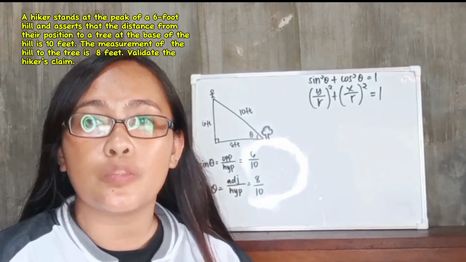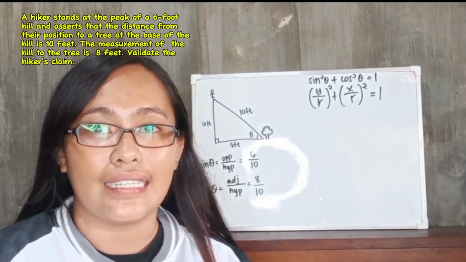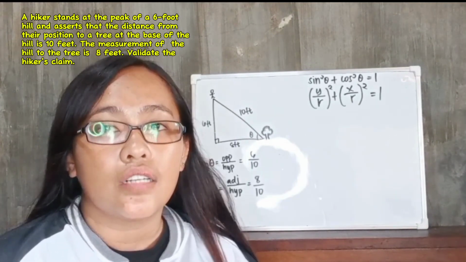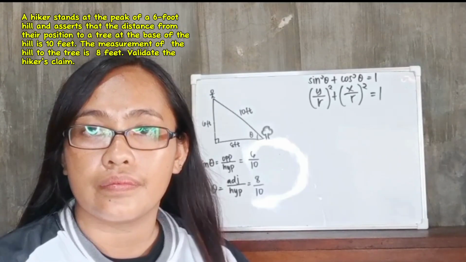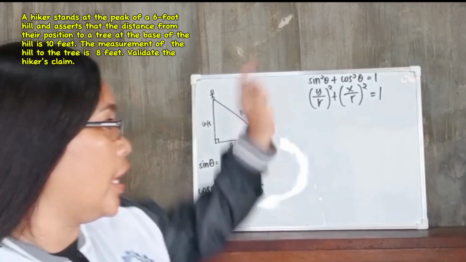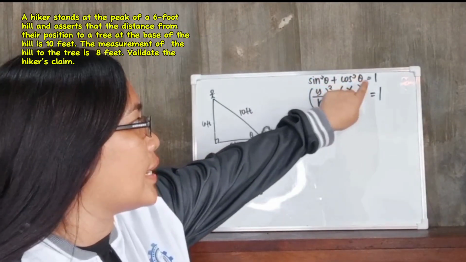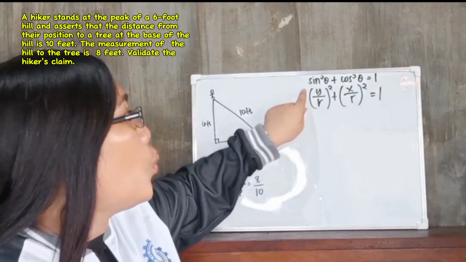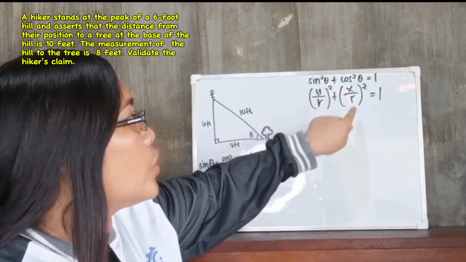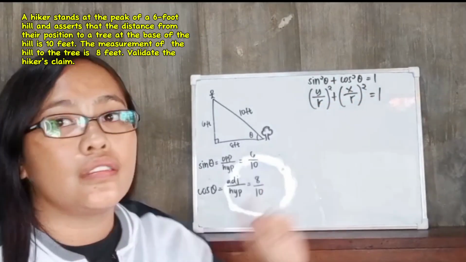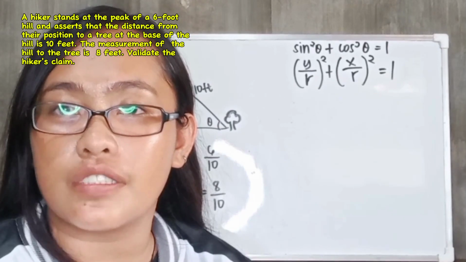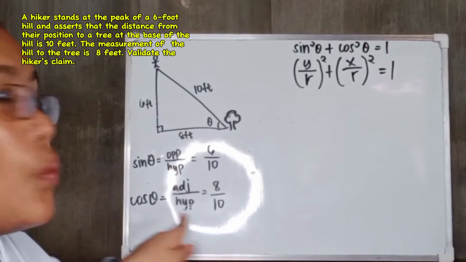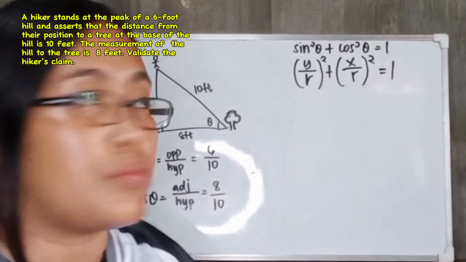Now, let's prove that the distance measurement is correct using the Pythagorean identity. We will use what we derived earlier, which is sine squared theta plus cosine squared theta is equal to 1. Let's substitute its trigonometric composition, which is (y over r) squared plus (x over r) squared is equal to 1. Since we already know the value of sine theta, 6 over 10, and cosine theta, 8 over 10, we can now easily substitute.